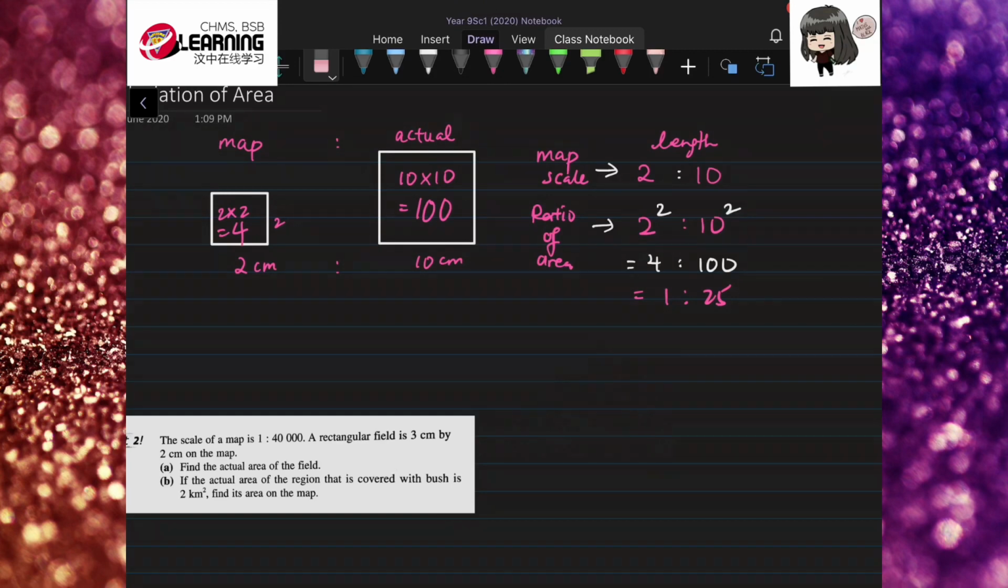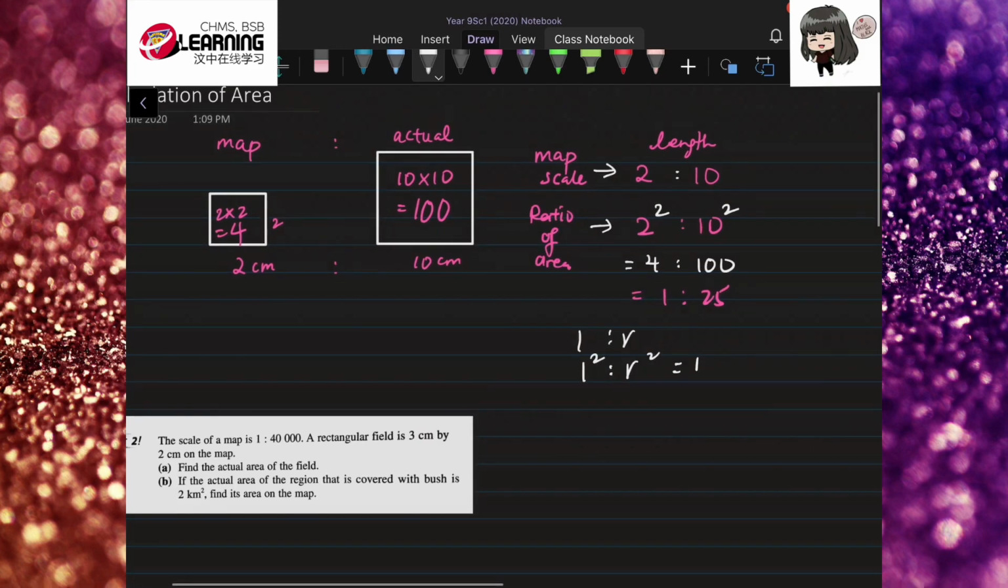That is why, from the previous notes, 1 to r is the ratio of the map scale, and the ratio of the area will be 1 to r square, which is 1 square to r square, basically 1 to r square for the ratio of area.